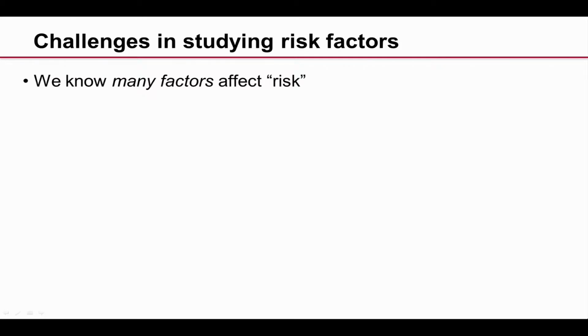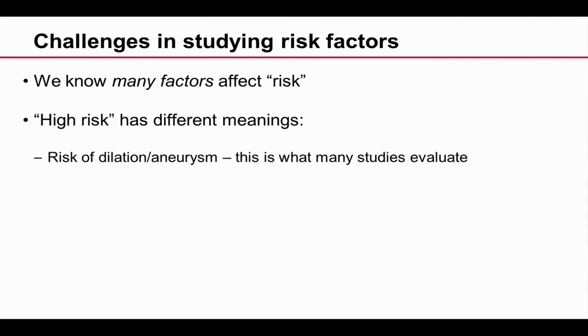There are some challenges when we're studying risk factors and writing papers. We know many factors affect risk. But first of all, what does risk mean? I think people mean different things when they say high risk. You might mean this patient has a high risk of having dilation, which we'll say in children, or an aneurysm. That's what a lot of studies evaluate, because this is a rare disease. Everyone has dilation, not everyone has dissection. So in a lot of our studies, high risk means more rapid dilation, but that doesn't always mean dissection.